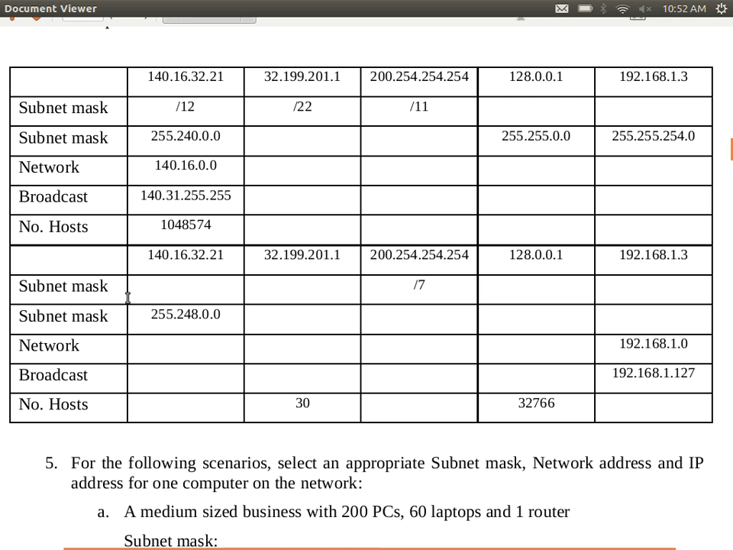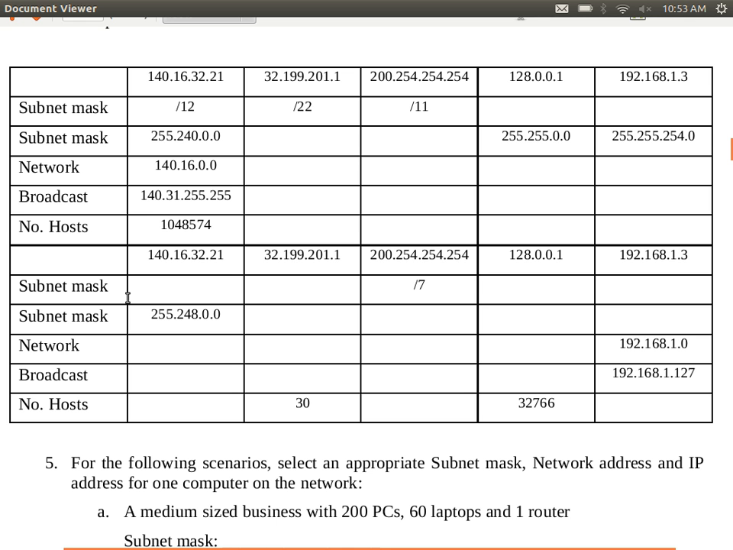First, convert them to binary. The subnet mask is easier. 255 in binary is 8 ones. 248, how many ones? In 8-bit binary it is 5 ones and 3 zeros. So 248 in binary is that, and then zeros. There's our binary form of the subnet mask.